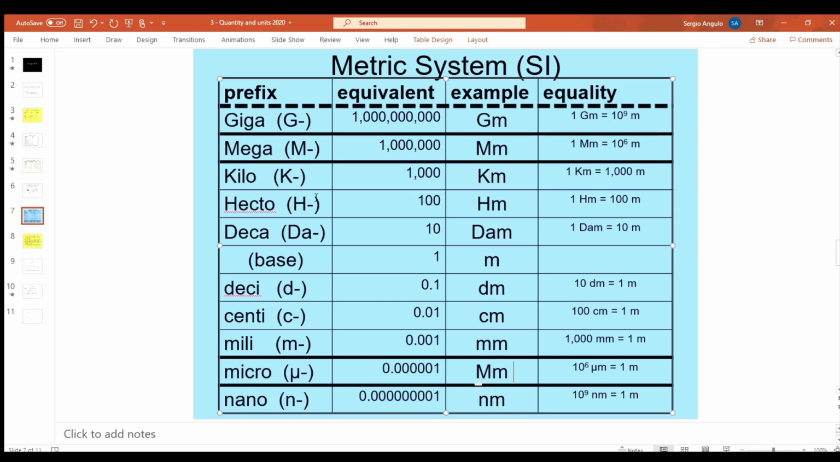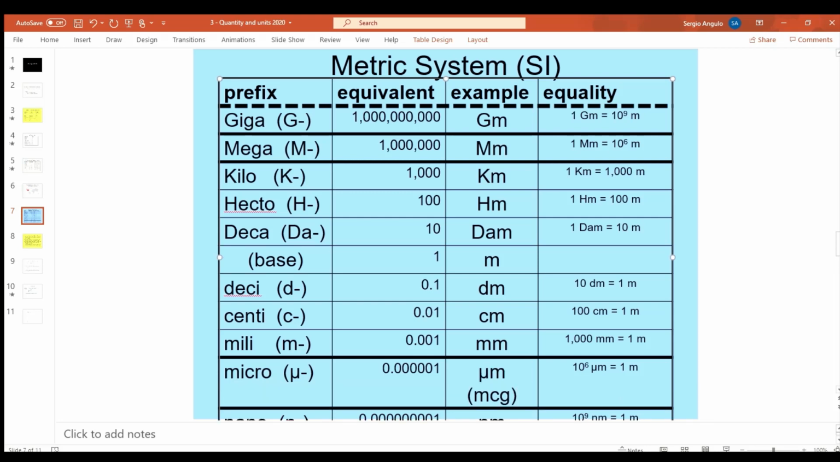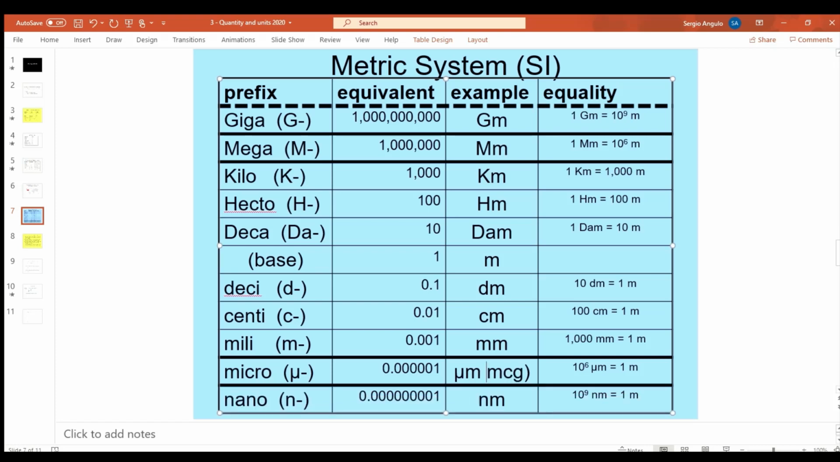Oh no, what did I just do? I don't want to lose my mu. So, okay, trying to fit this in here.